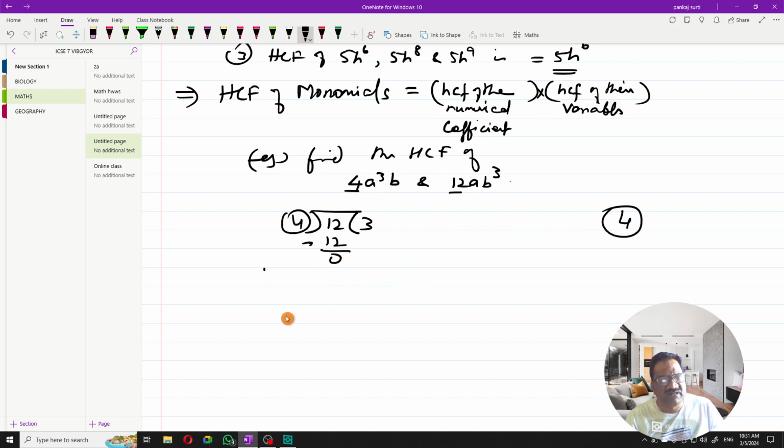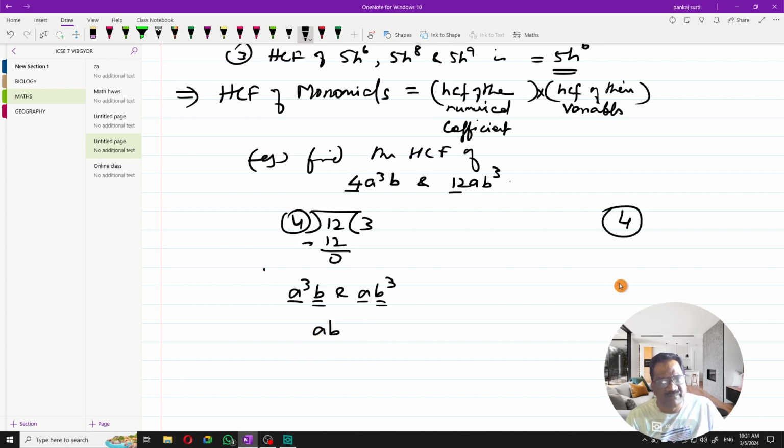Now I'll find the HCF of a cube b and ab cube. If I take a, a is the thing that I choose, and from b and b cube, I'm going to choose again b, the lower power.